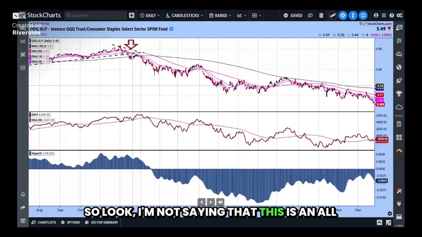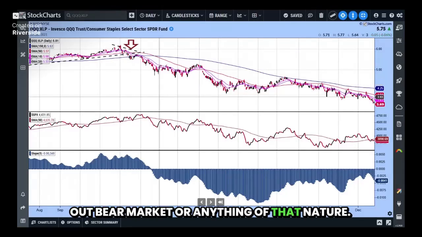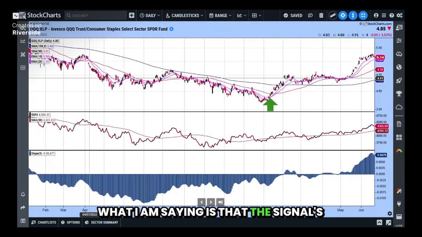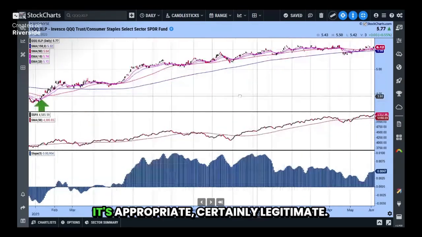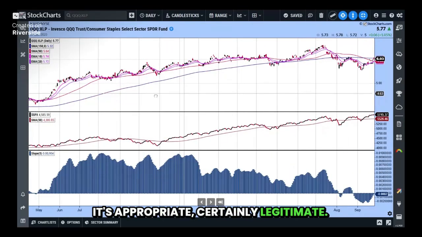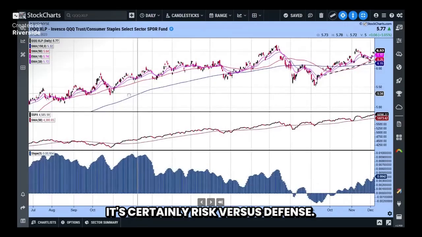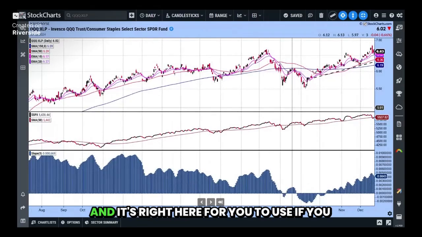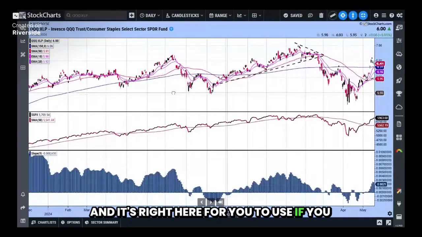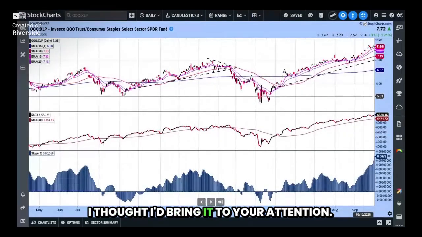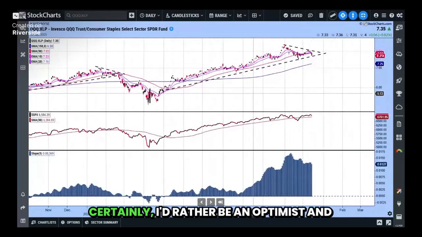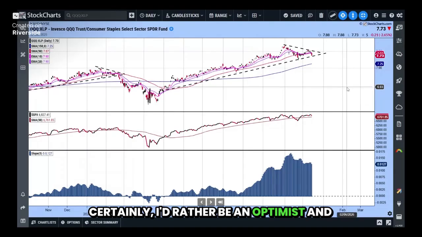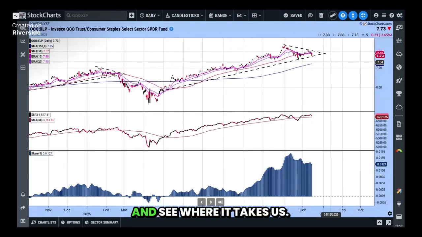So look, I'm not saying that this is an all-out bear market or anything of that nature. What I am saying is that the signal's there. It's appropriate, certainly legitimate. It's certainly risk versus defense, and it's right here for you to use if you so choose. I thought I'd bring it to your attention. I am concerned about it. I would certainly rather be an optimist and wrong here than a pessimist and right. But we will just have to let it play out and see where it takes us.